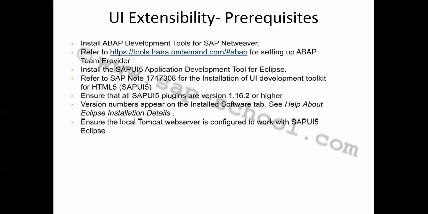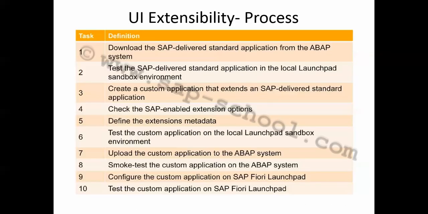Then we have to ensure that all the SAP UI5 plugins are version 1.16.2 or higher. The version numbers appear on the installed software tab. So we can see the help about Eclipse installation details to check the version number. After that, we have to ensure the local Tomcat web server is configured to work with SAP UI5 Eclipse.